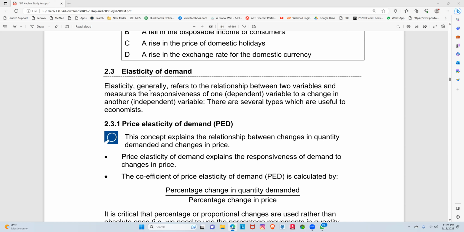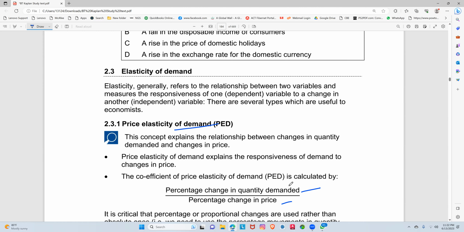generally refers to the relationship between two variables and measures the responsiveness of one dependent variable to a change in another independent variable. There are several types which are useful to economists. Okay, so we are going to go through most all. So if we just see price elasticity of demand, percentage change in quantity demanded divided by percentage change in price.